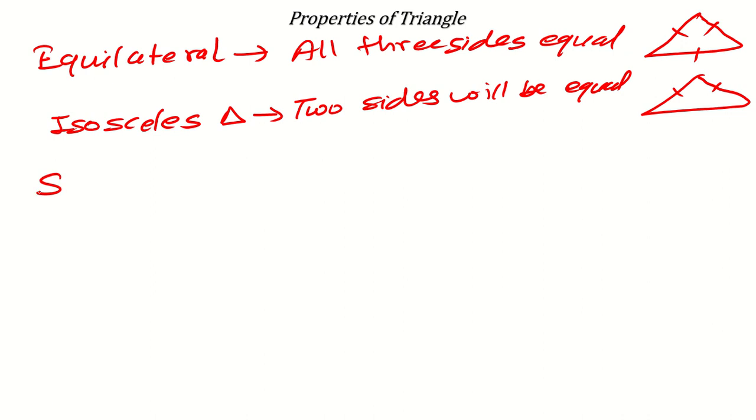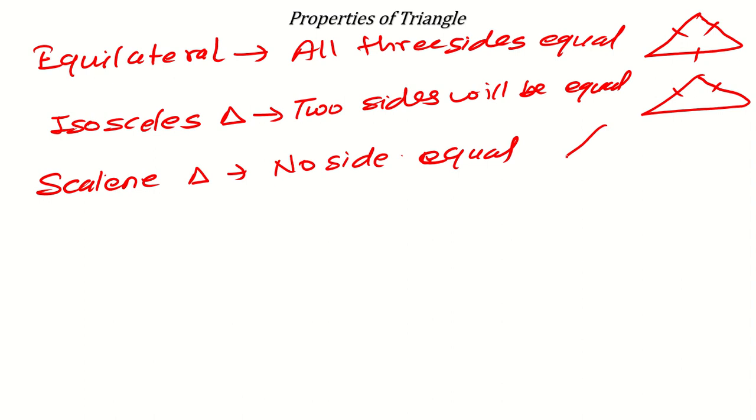Okay. Another can be scalene triangle. Scalene triangle means no sides will be equal. No side will be equal, and it will be normally measured like this. No small lines will be given on any side.